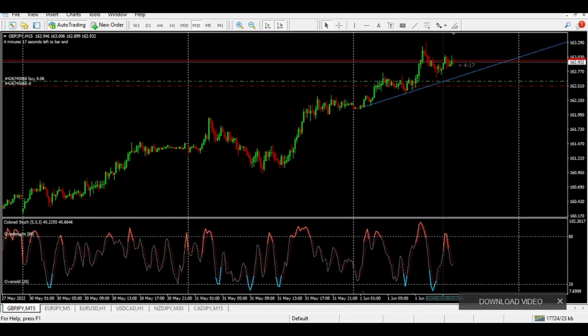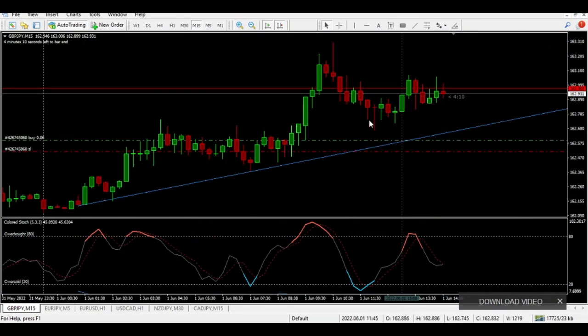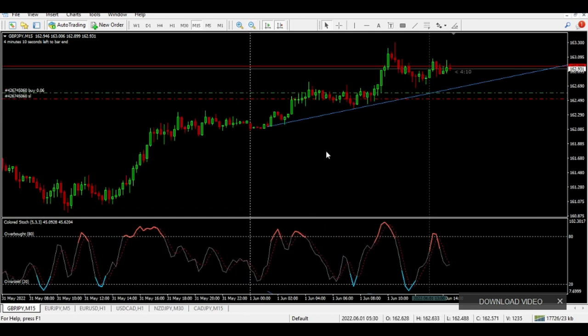Let me show you why I took this trade on my MT4. I took it right here actually. The footprint was right there. Oh snap! There's another one right here. Right there is another one.